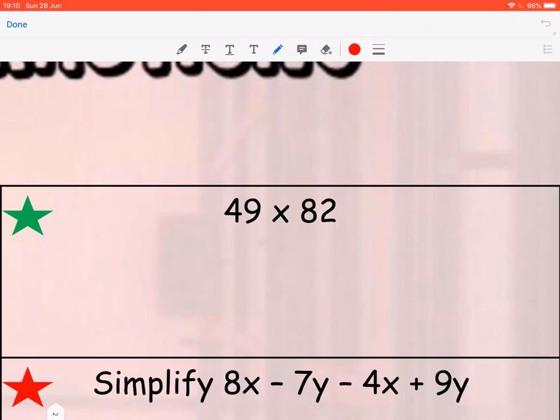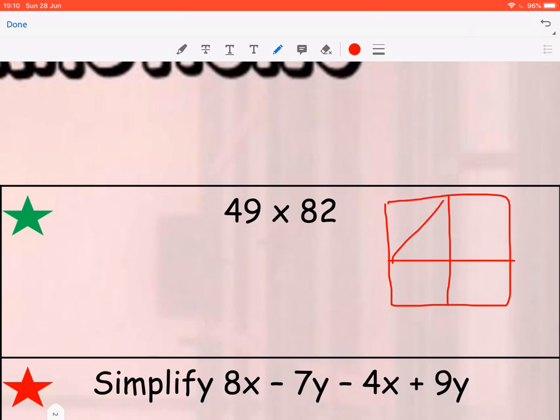Next one, 49 times 82. Okay, take your time with this one. Do any method of multiplication you feel like doing. I'm going to do Chinese because I really like it and I find it really easy. So you set up your grid and all the lines go from the bottom left hand corner to the bottom right. I've got 49 times 82.